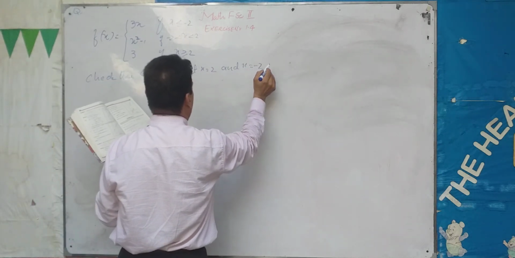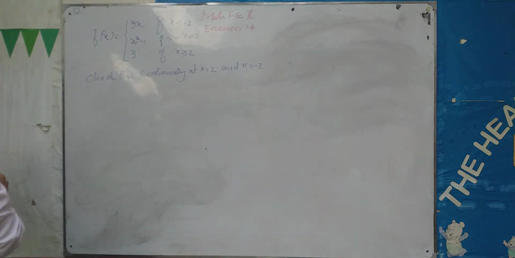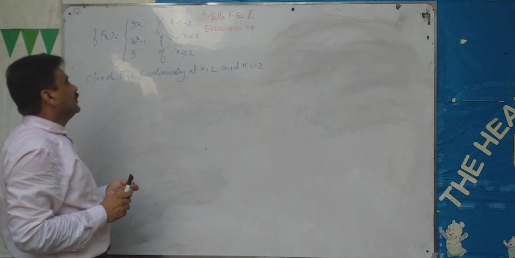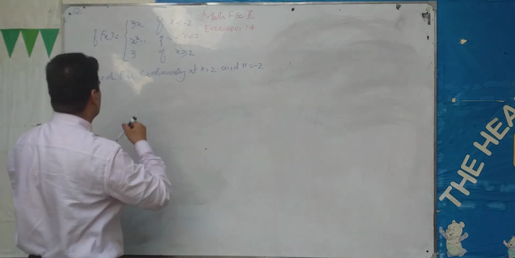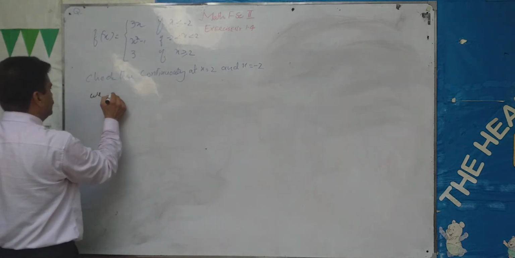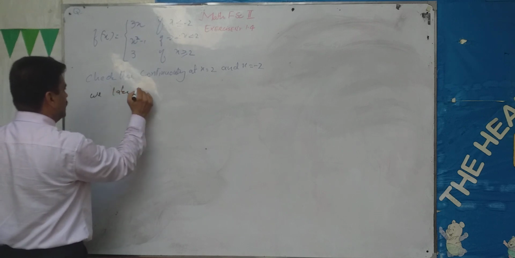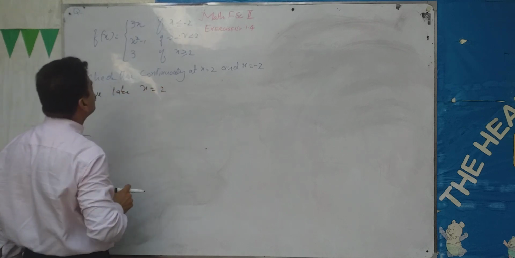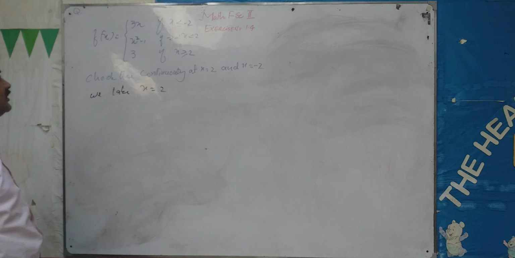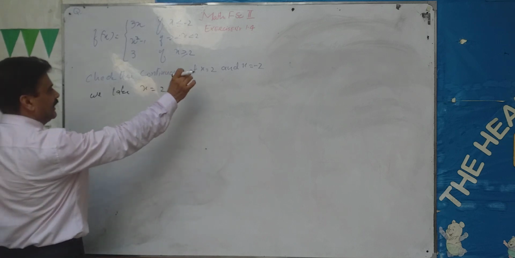x is equal to minus 2. Check the continuity at x equal to 2 and x equal to minus 2. First we take x equal to 2. We will check whether the function is defined or not when x is equal to 2.